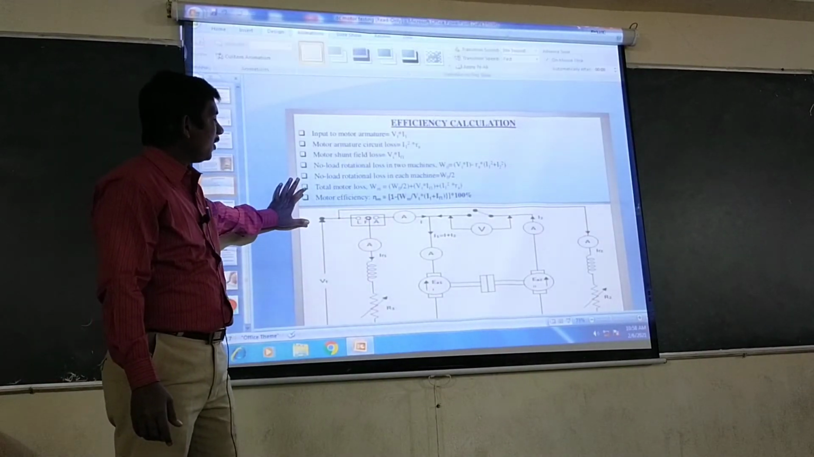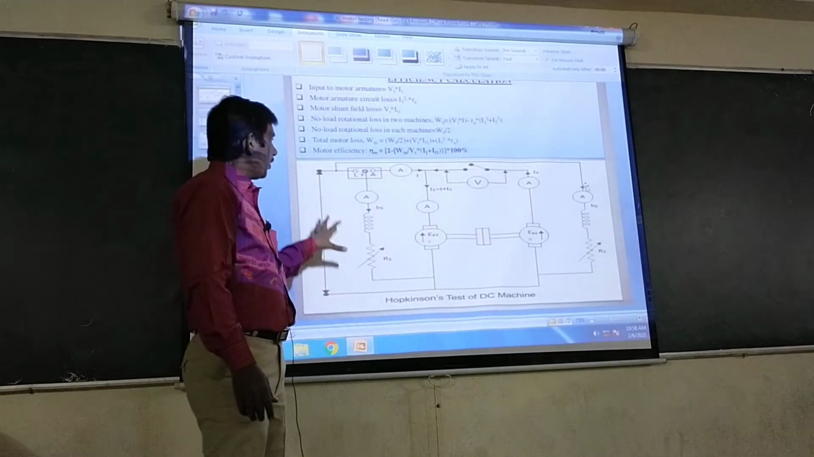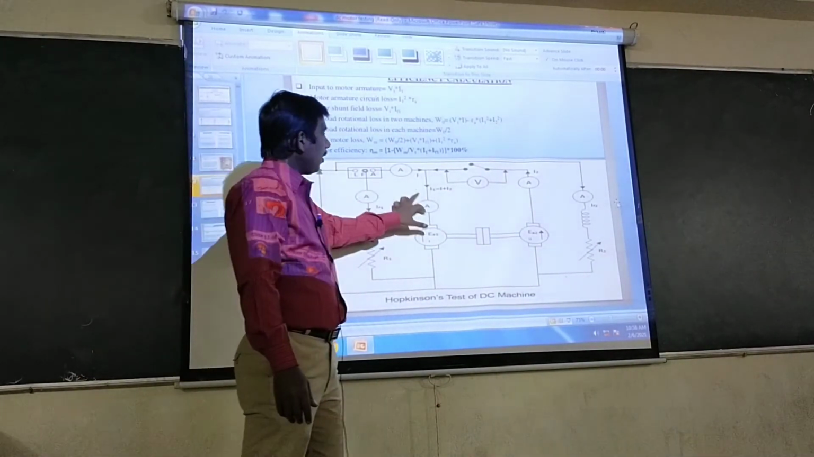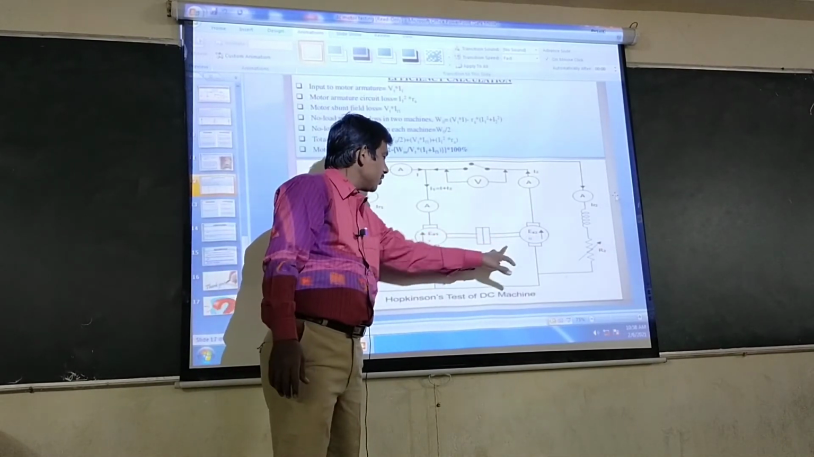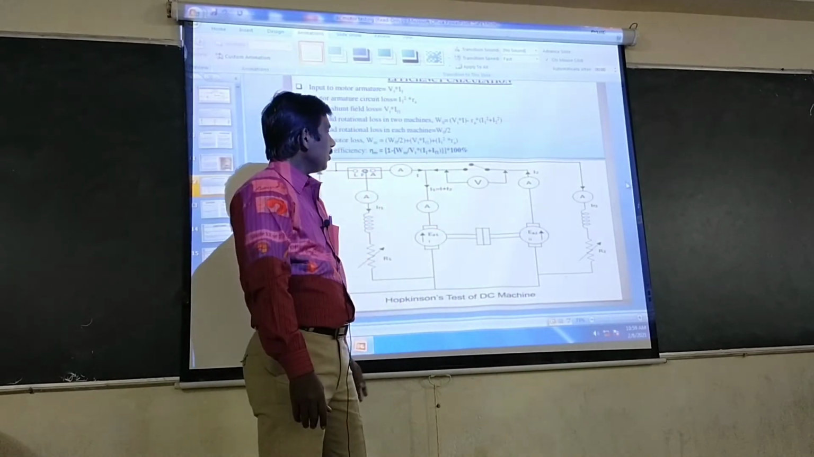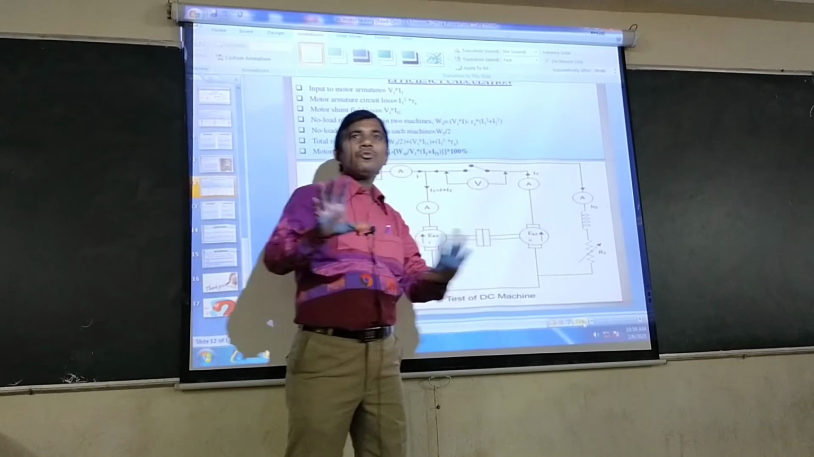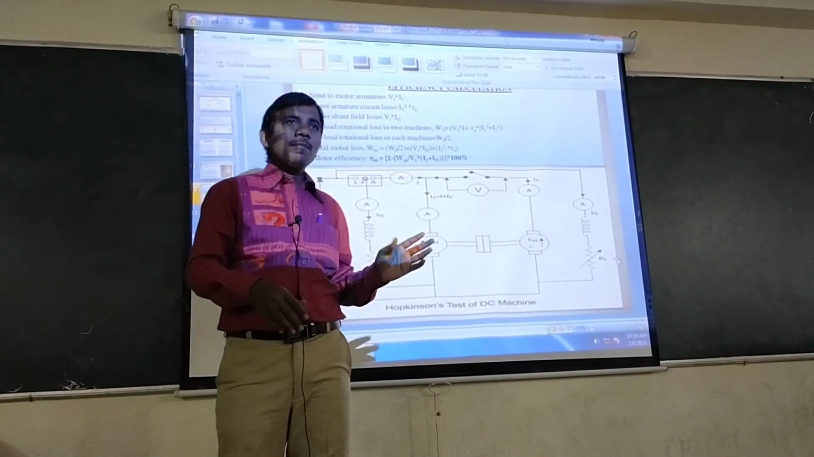This is the diagram related to Hopkinson's test. It is a very important diagram. We connect a DC supply and two identical machines, one acts as a motor and the other acts as a generator, and the two field windings are connected by using one ammeter and one rheostat. Two field rheostats are required for Hopkinson's test.